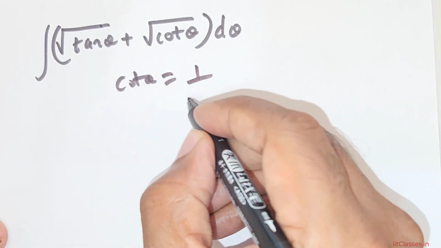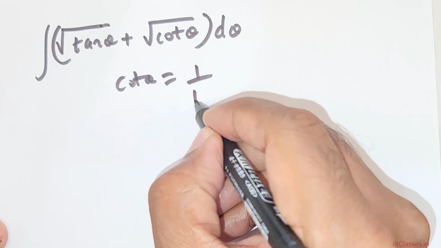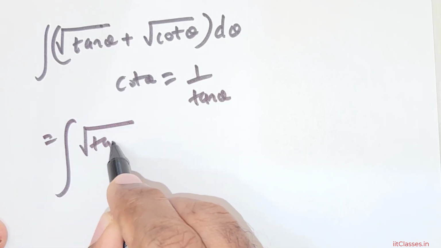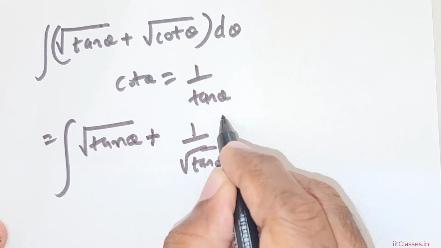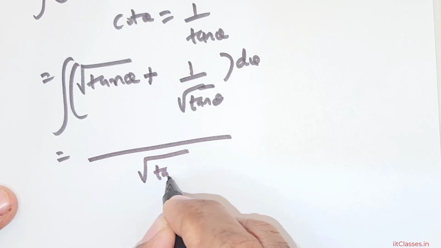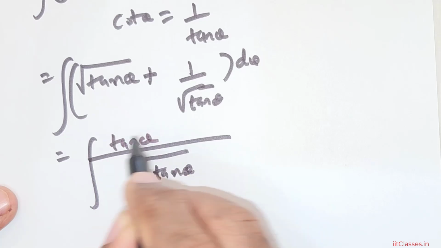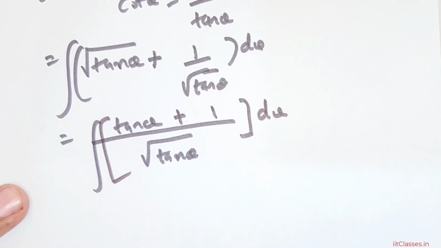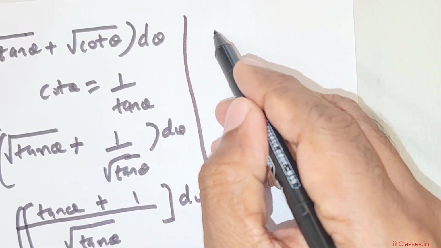First, we will utilize this identity, which states that cot theta is equal to 1 over tan theta. So this is equal to the square root of tan theta plus 1 over root of tan theta, times d theta. You take the LCM as root of tan theta. This will give you root of tan theta times root of tan theta, that will be tan theta, plus 1, times d theta.